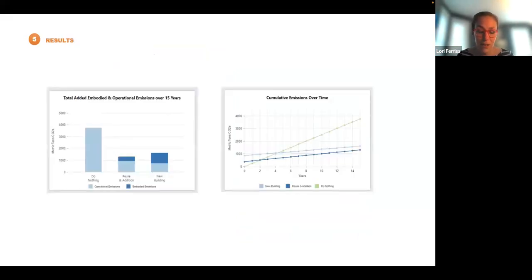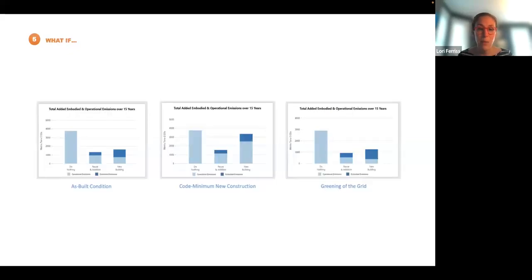And here we see the results. This is looking at over 15 years. And you can see on the left, again, those cumulative emissions for the duration. We can see that over this timeline, even with the more efficient new building, the reuse and addition is still the lower carbon option during this time frame. And again, on the right, you can see how that plays out over time, and the fact that the renovation has a payback of about 2 years, which is a really good carbon payback and fairly standard for what we see when we do this type of assessment.